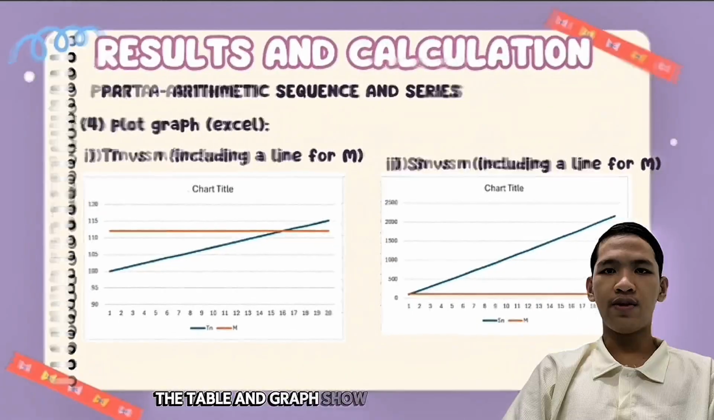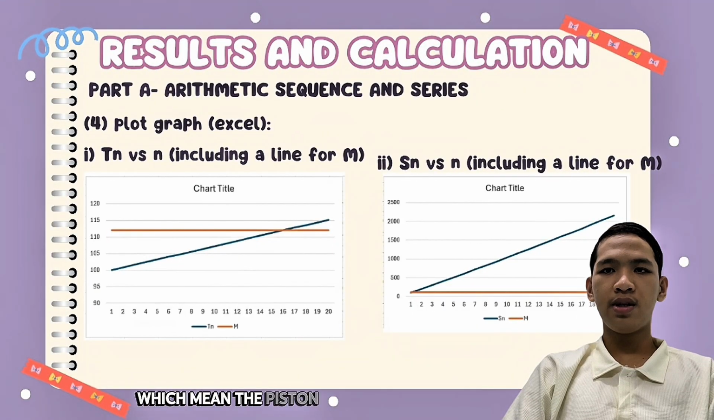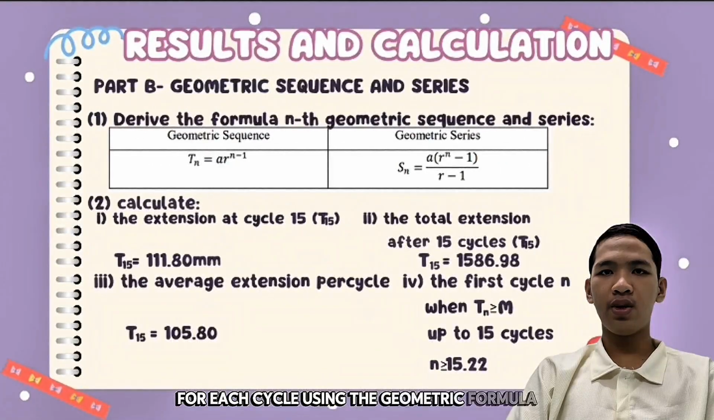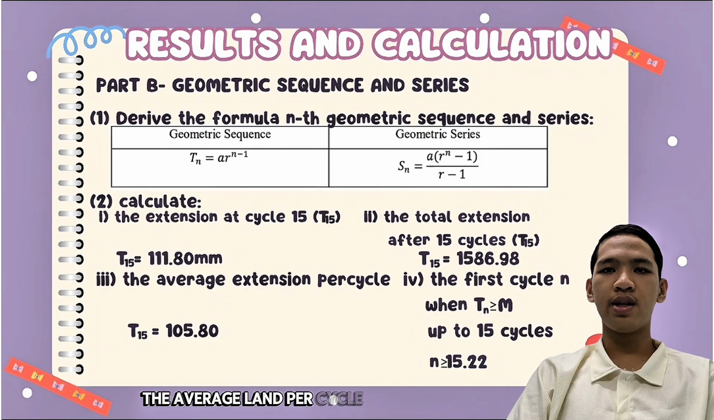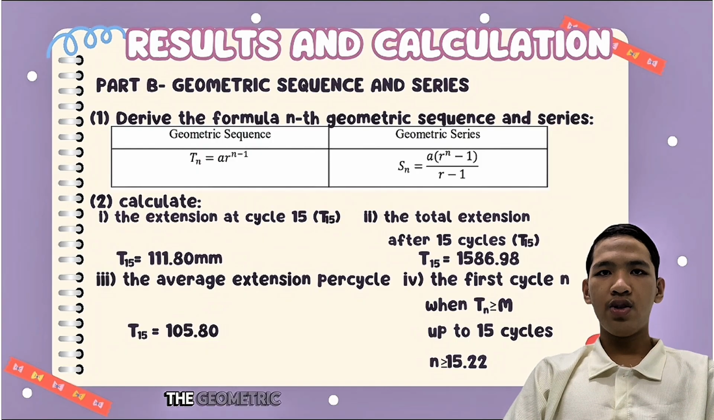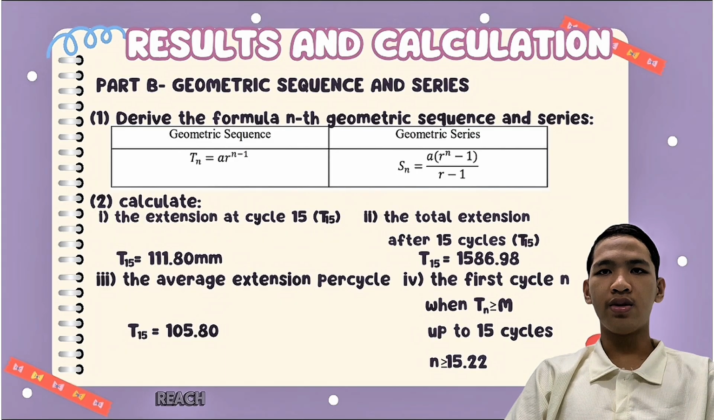The table and graph show a straight line pattern, which means the piston rod expands at a constant rate for each cycle. Using the geometric formula, the piston rod length at cycle 15 is 111.18 mm. The total length of the 15 cycles is 1585.98 mm. The average length per cycle is 105.18 mm. The geometric model shows that the piston rod reached the maximum safe length of 112.0 mm at cycle 15.22.